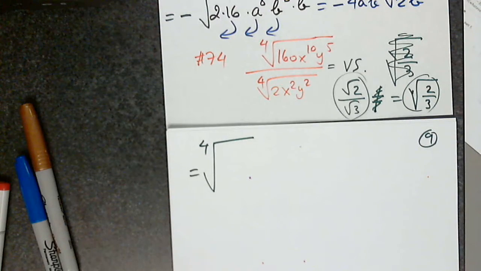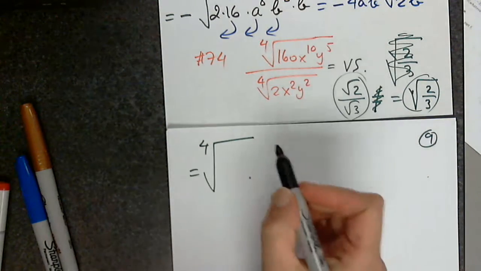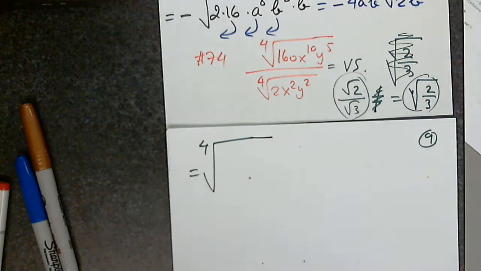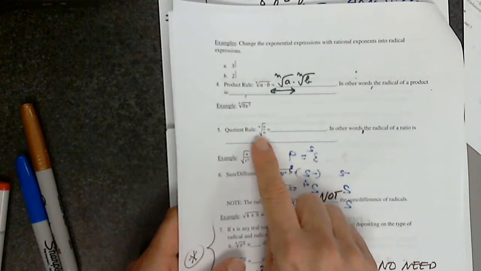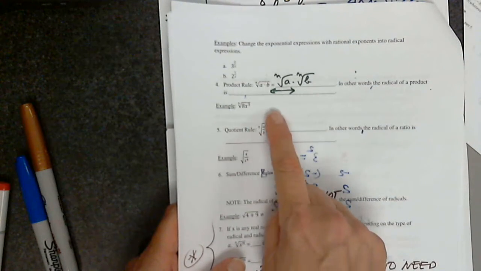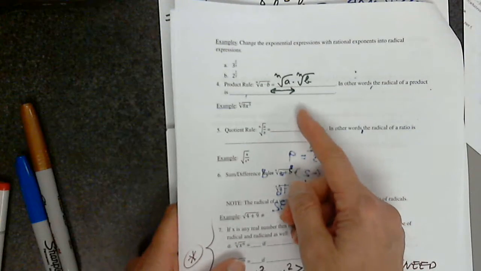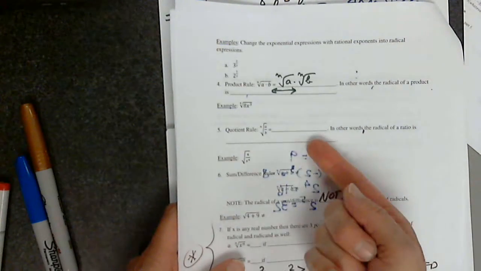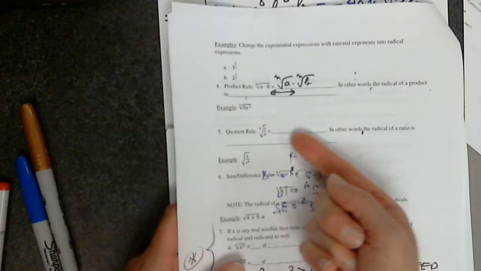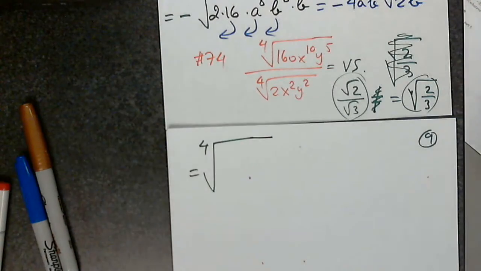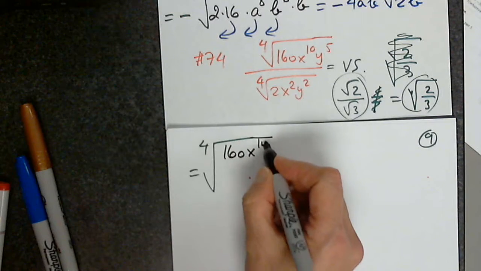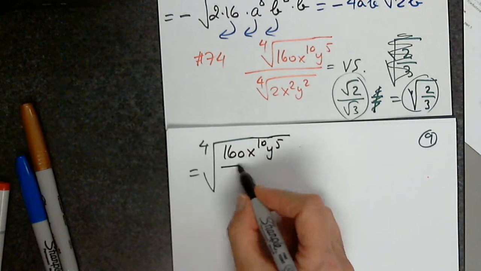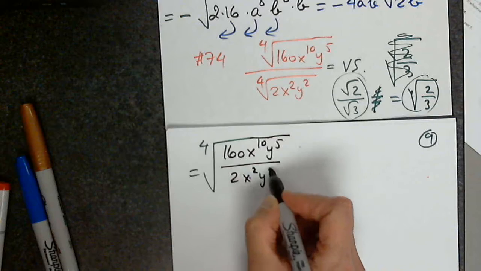So then I have the 4th root because I know the rule. This is one of our rules, the quotient rule. This is the quotient rule right here, and it goes back and forth. I can have the nth root of a over b equals the nth root of a over the nth root of b, and then go back. So this is, again, an active relationship. The numerator is 160, x to the 10th, y to the 5th, and the denominator is 2x squared, y squared.